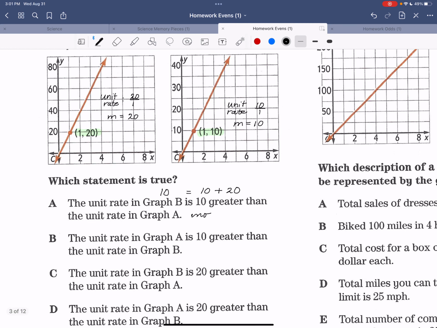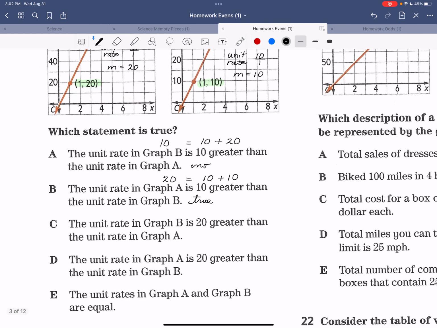The unit rate in graph A is 10 greater than the unit rate in graph B. Well, A is 20, is 10 greater than 10. That's true.